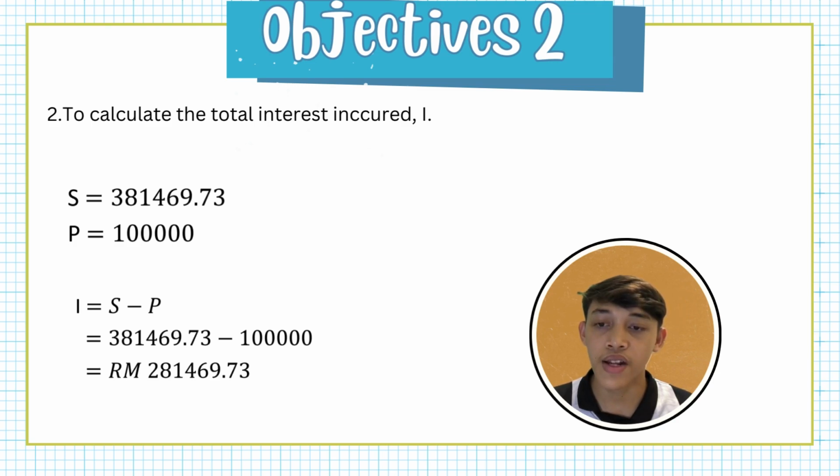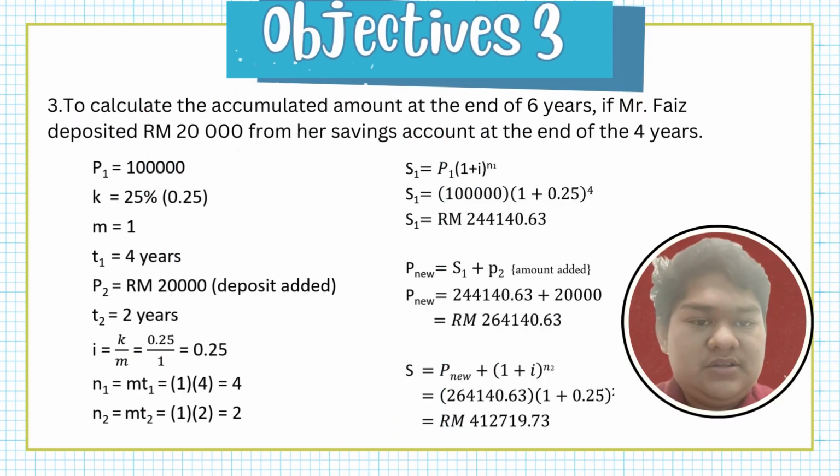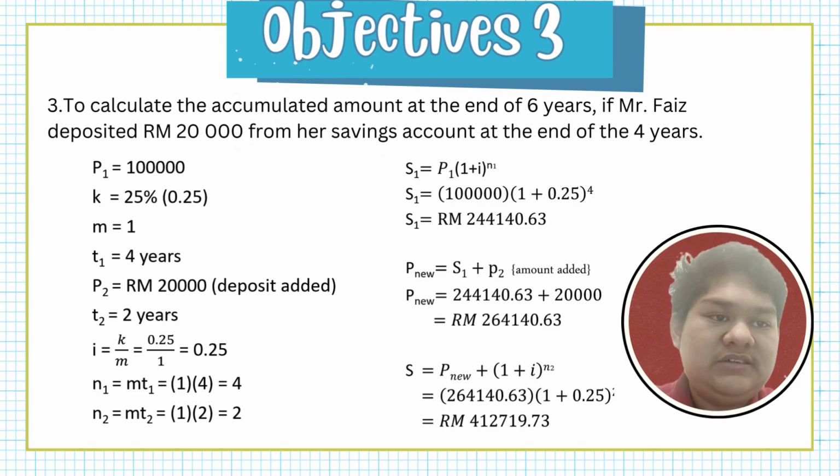So now we need to find I. So all the information we need to enter into the formula. The formula is I equals S minus P. So the answer we get is 281,469.73 ringgit.